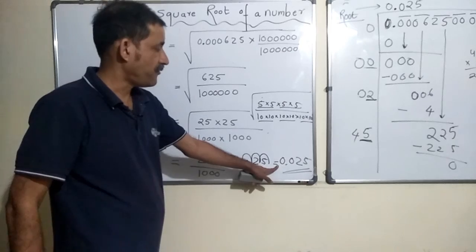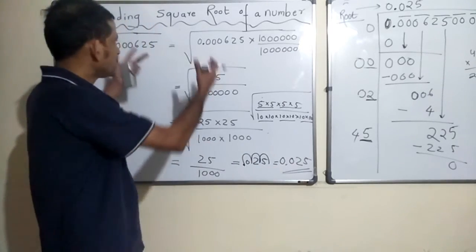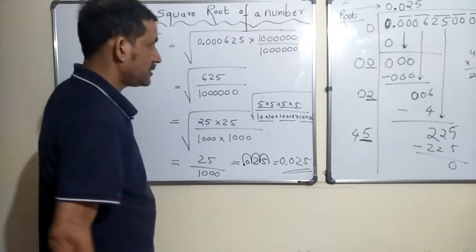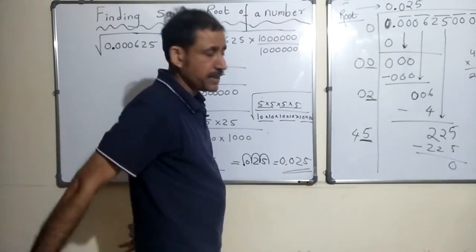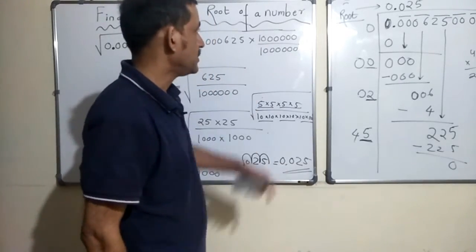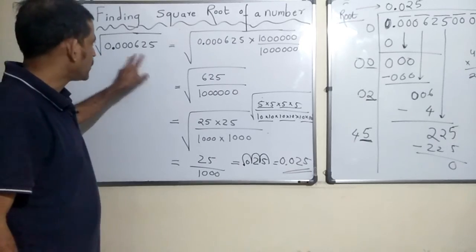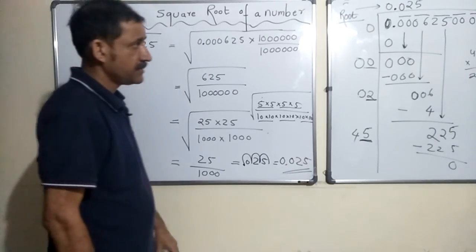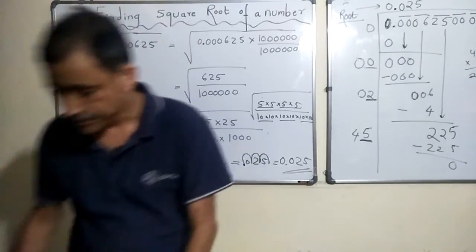So we were able to find out the root using the prime factor method and the division method. We got the same answer. Prime factor method worked because this was a perfect square. Good.